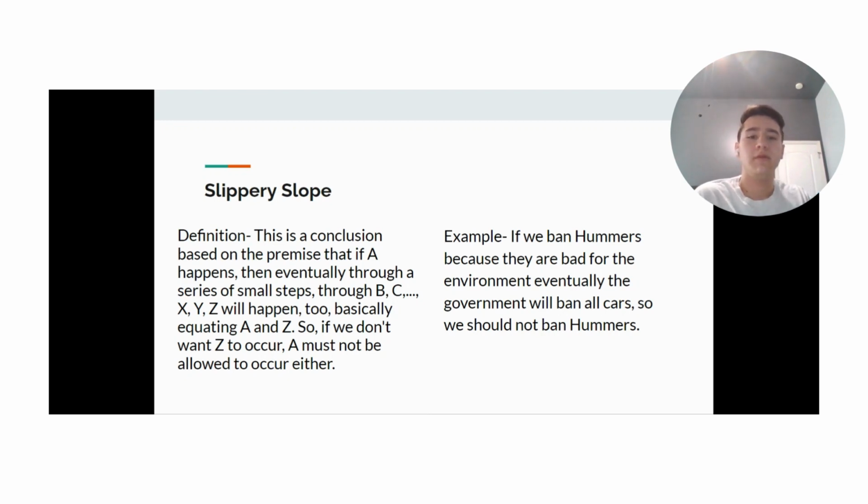So you must stop at some point in the beginning for the end not to happen. An example that I chose was if we ban hammers because they are bad for the environment, eventually the government will ban all cars. So we should not ban hammers.